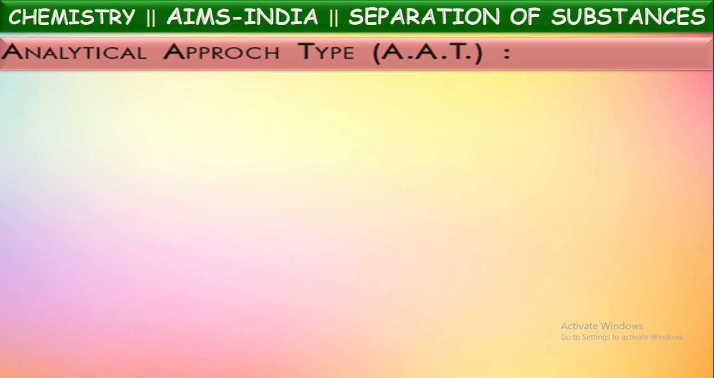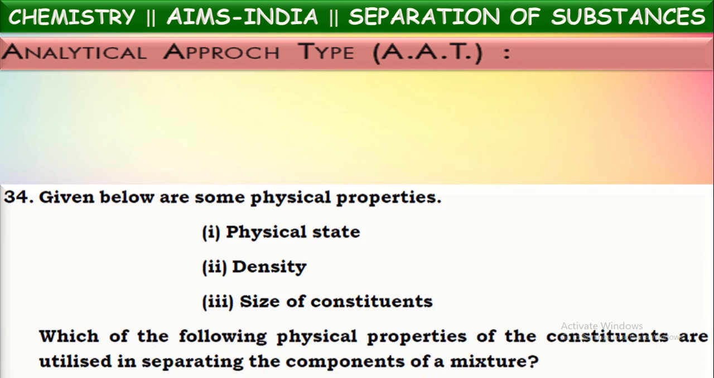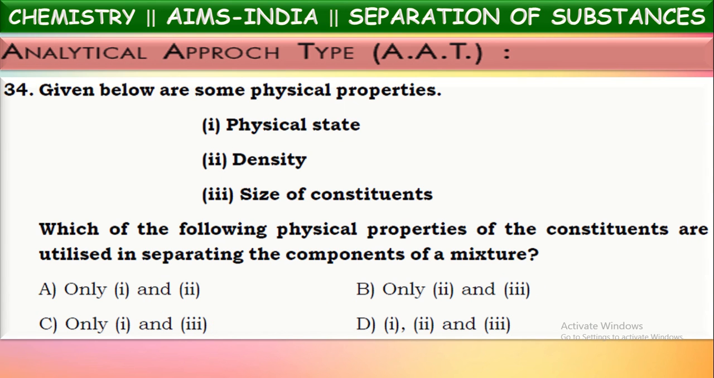Now let us see analytical approach questions on this. First one: given below are some physical properties. Physical state, density, size of the constituents. Here are the properties they have given. Now the question, let us see. Which of the following physical properties of the constituents are utilized in separating the components of a mixture? They mentioned some physical properties of the components of a mixture. Which properties are utilized for the separation of the constituents of a mixture?